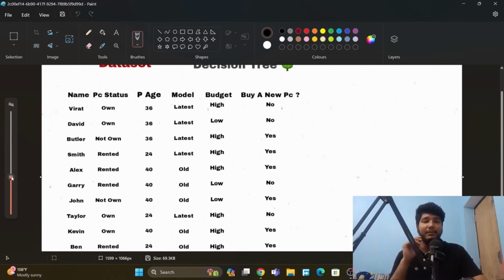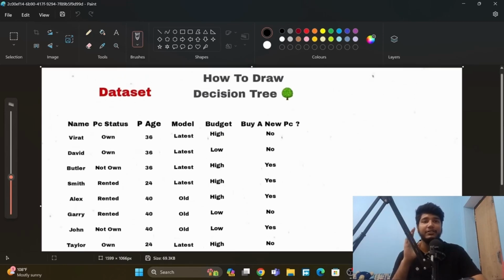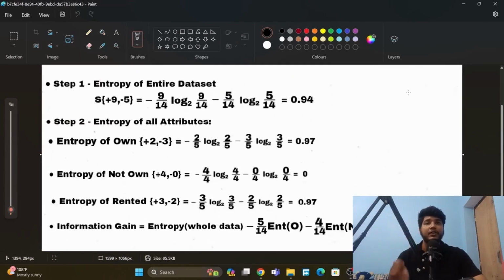Now if somebody comes to us and says he does not own a PC and his budget is high, should he buy a PC or not? To predict that, we first have to calculate entropy and information gain for each attribute of the data set, and then we can draw a decision tree. There are only two steps to create a decision tree. First is to calculate entropy and then calculate information gain, and we have to do this multiple times for each attribute, and on the basis of that we can create the decision tree. So this is how we calculate entropy and information gain. The first step is to calculate the entropy of the entire data set.